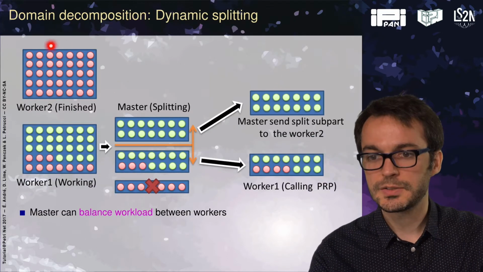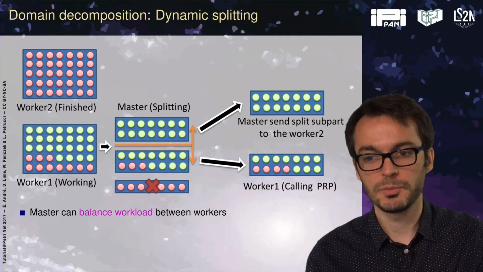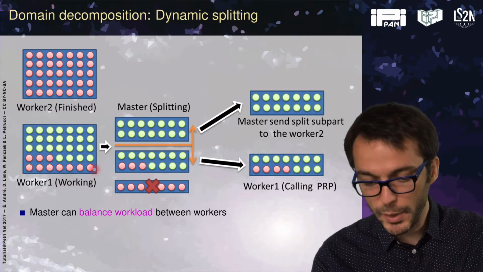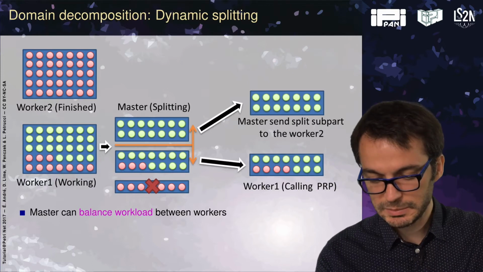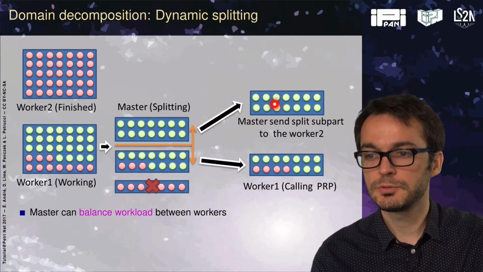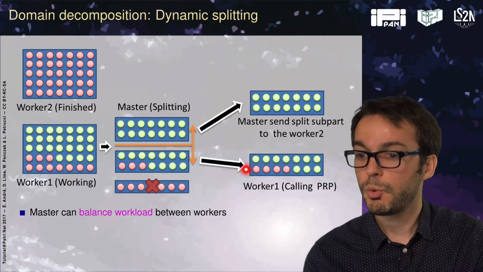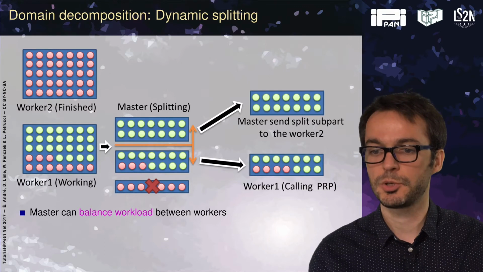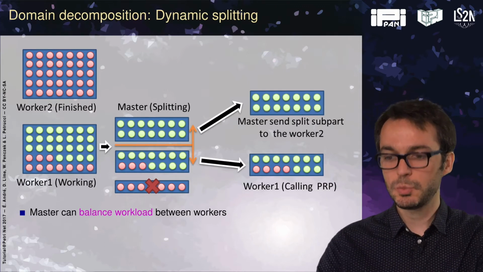Then, if a worker has completed its whole subdomain, it asks more work to the master. The master finds a node that is not doing very well. You see that worker 1 didn't cover a lot of points. So we split this domain. Part of it goes to worker 2, and only this part remains for worker 1. Worker 1 is informed that its domain is becoming smaller, so it has a bit less work to do. And so the master can dynamically balance the workload between the workers.